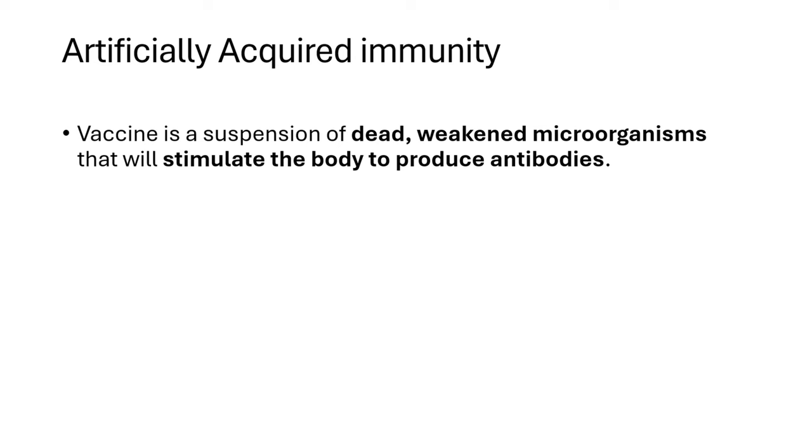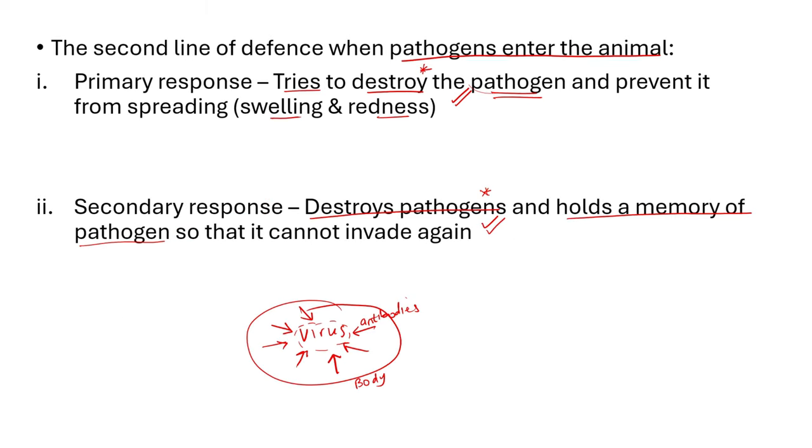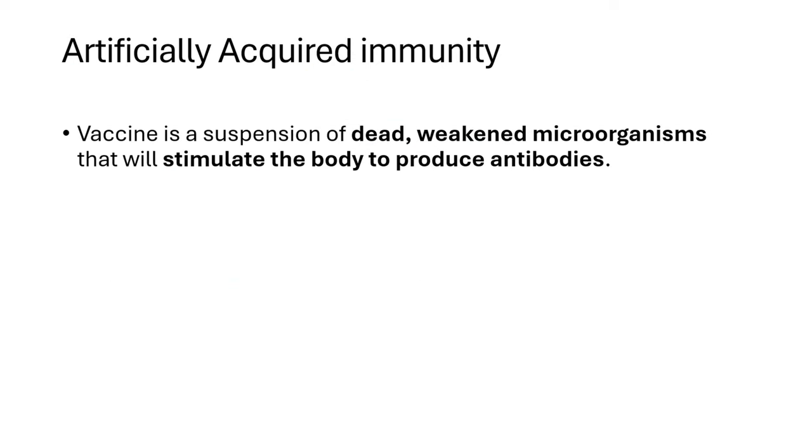So now the acquired immunity, remember we've said that it is the one that develops when you are exposed to pathogens. Sometimes some pathogens are not easy to destroy using antibodies. Let us just say, for example, we are talking about the HIV virus. When it enters into your body, we say that immunity kills or destroys pathogens, but certain viruses are stronger in a sense. So they cannot be just destroyed by your natural immunity.